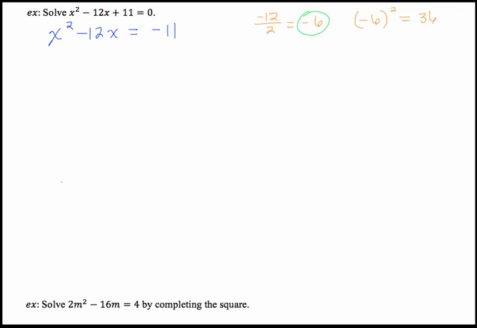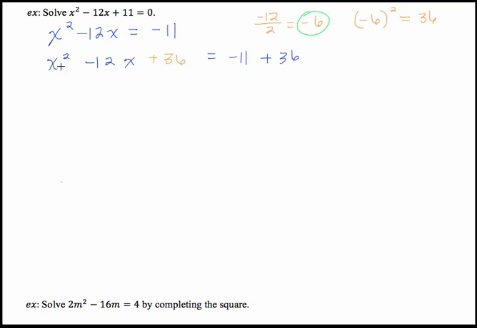So let's come over here. We have x squared minus 12x, let's add 36, equals negative 11 plus 36. Okay, now next we want to factor the left side.